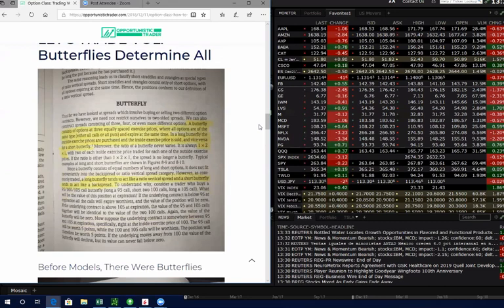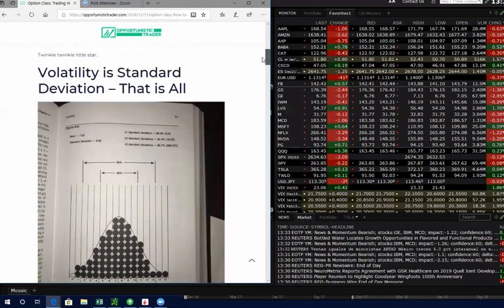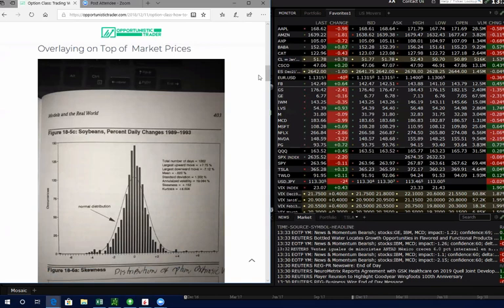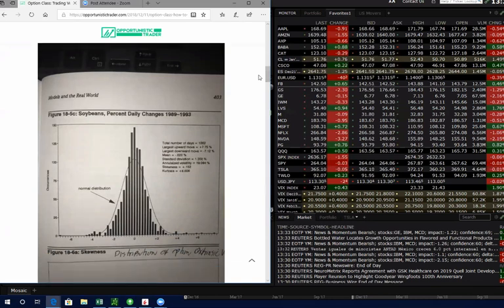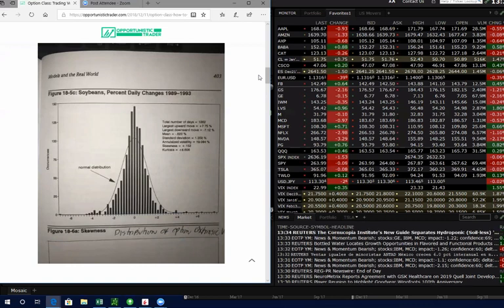So volatility is standard deviation. That is all. Tom covered that. Okay. That is a normal distribution. Next, overlaying on top of market prices. Admittedly, this is dated, but what you're looking at is, as Tom was talking about, 1, 2, 3 standard deviations. You're looking at the behavior of a market, I think it's soybeans, over 1 year, with the standard deviation overlaid on it. That's all fine and dandy. We're going to get into what's wrong with models later on. But we have to get the butterfly concept down if you want to trade volatility, or at least begin to understand trading volatility.